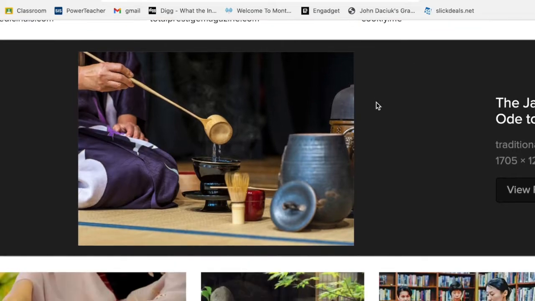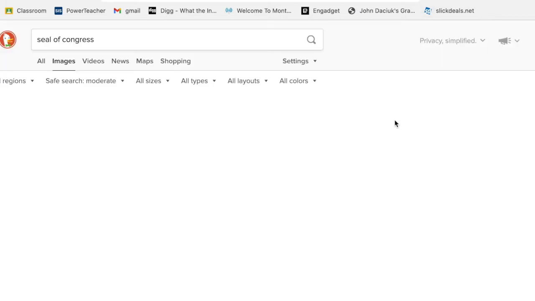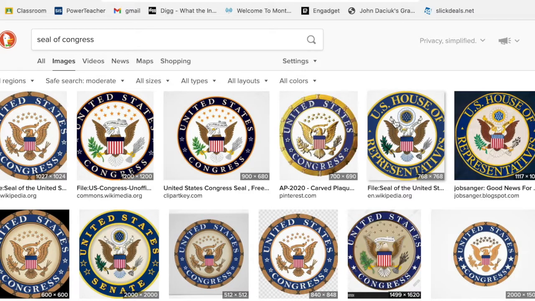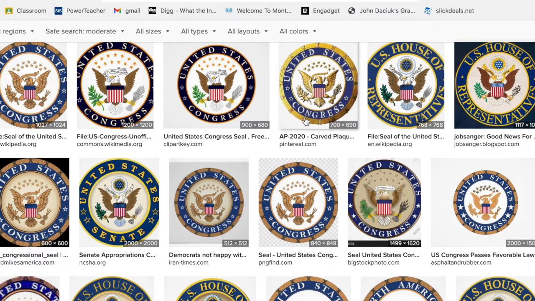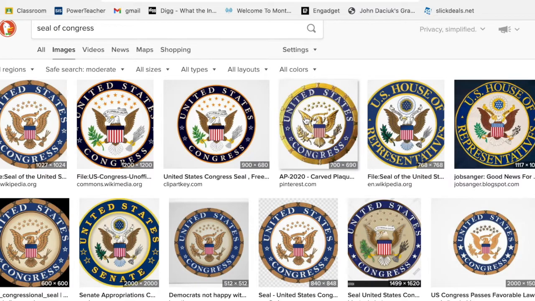We also see the tea ceremony not only uses circles in the actual ceremony, but the actual movements are always in a circular motion, giving some tribute to the circular way of things. We have the seal of Congress, the seal of the president.